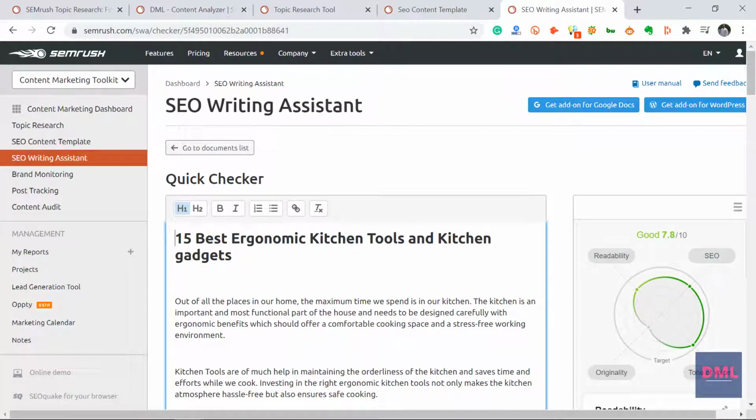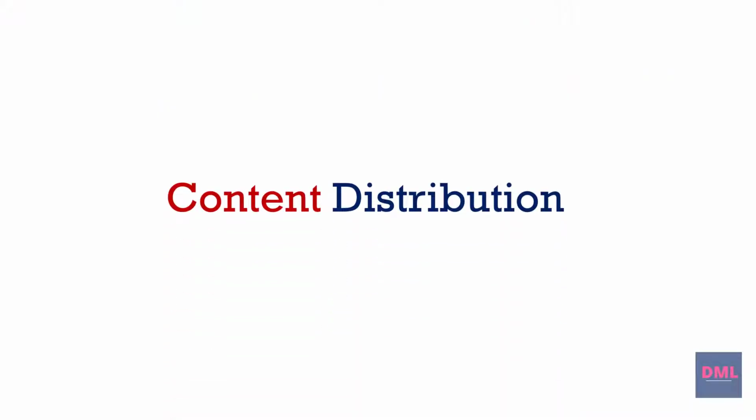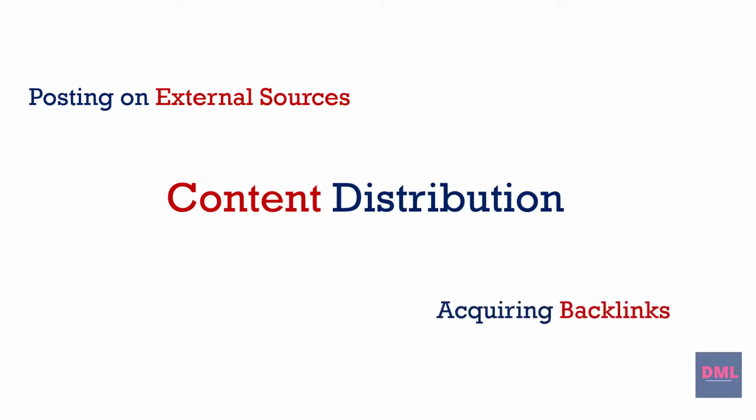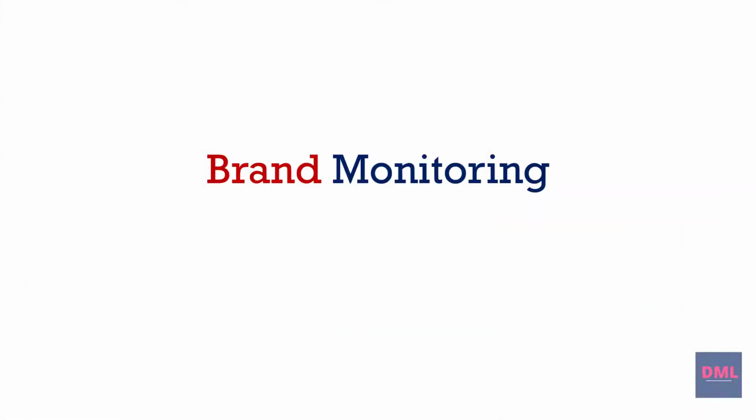So next, let's talk about content distribution. Okay, so content distribution is all about posting your content on various external sources and acquiring backlinks. Now these channels or sources could be guest posting, social media channels, webinars, YouTube, podcasts, etc. So now let us see how SEMrush can help you to find backlinks for your website and track how your brand is performing online or on social media.